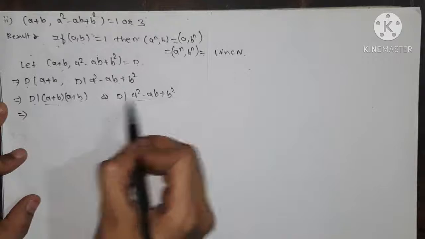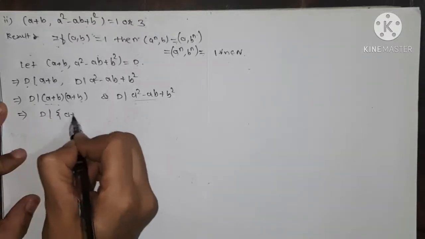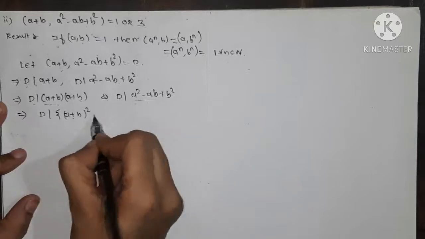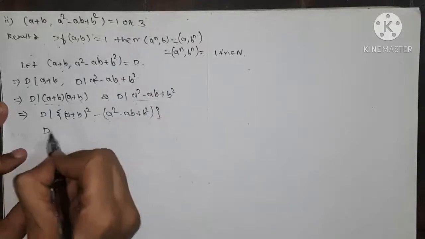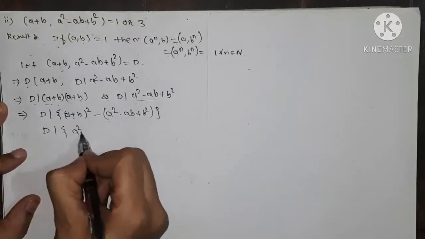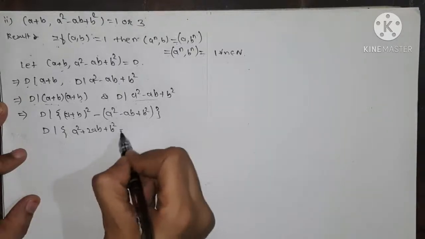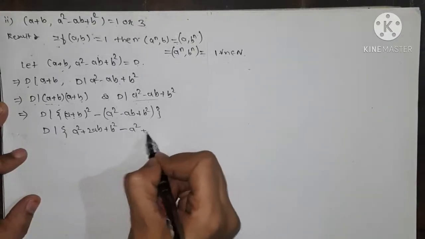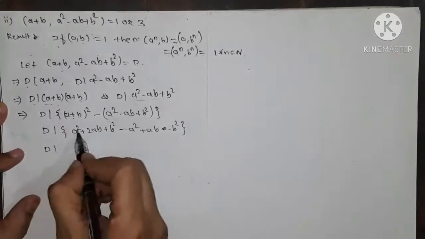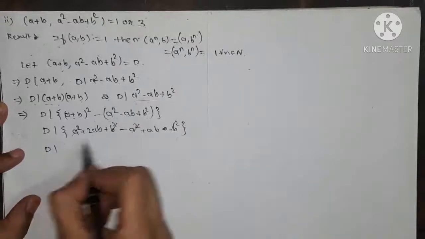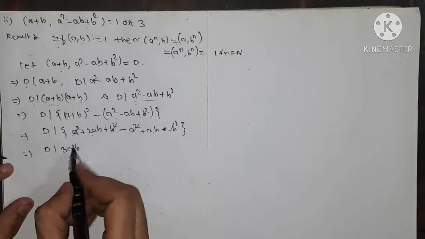So this implies, now D divides this term and D divides this term. So D divides the combination of these two terms, two integers. So D divides in bracket a plus b whole square, that is the multiplication, whole square, minus a square minus ab plus b square. So a plus b whole square is nothing but a square plus twice ab plus b square, and by opening the minus sign we get in bracket minus a square plus ab plus minus b square. So D divides, a square gets cancelled, b square gets cancelled, so it is equal to 2ab plus ab is 3ab. So this implies D divides 3ab.